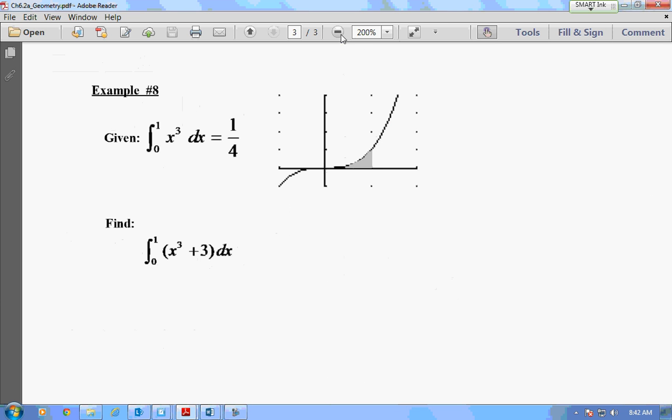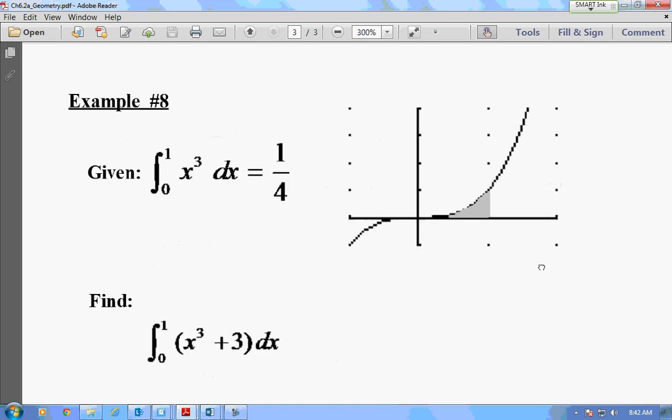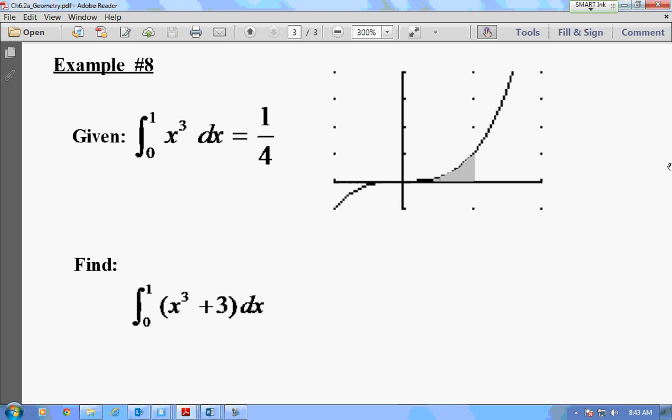Okay, now because we don't know how to integrate using antiderivatives underneath the curve yet, we're given some information. Does anyone know the geometry of that curve? This shaded shape? I sure don't. But they do tell us that the curve's area from 0 to 1 is 1/4. We're going to integrate x cubed plus 3 from 0 to 1.